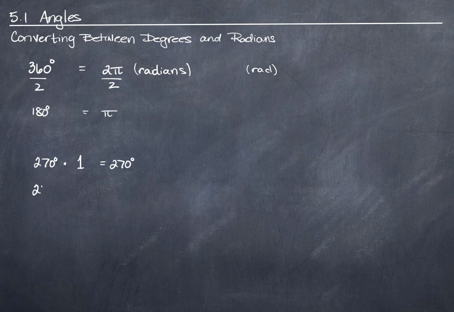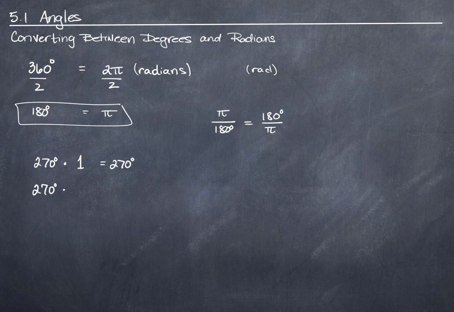But let's be careful about what form that number 1 comes from. If this is true, then pi divided by 180 degrees, or 180 degrees divided by pi, is equal to 1. Both of these are equal to 1. If I want to come out of degrees and go into radians, all I need to do is multiply by pi divided by 180 degrees. And that's going to let me rewrite that.